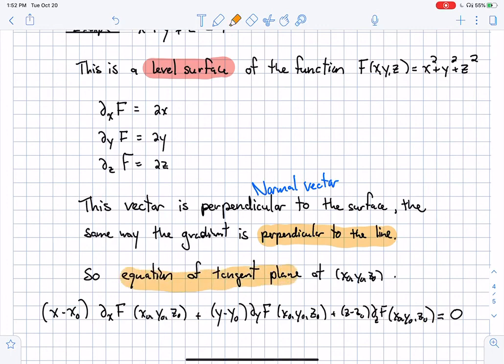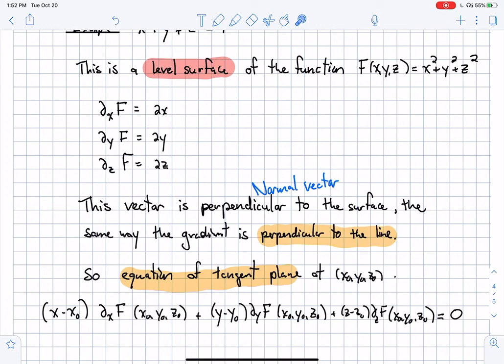And that gives me the equation of the tangent plane. And so the recipe is quite easy. Now, I'll explain why this is actually the normal vector to the plane. And also I will explain next class a different way of getting this equation using parametric equations.